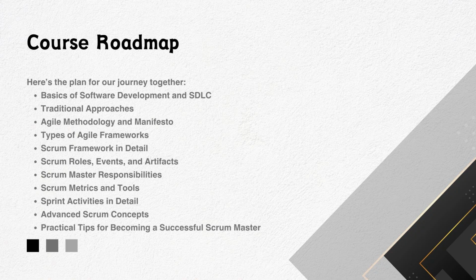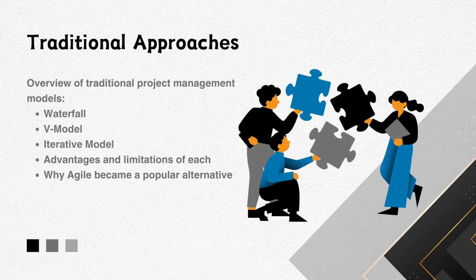Basics of software development and SDLC. We'll start with the foundation. You'll learn what the software development lifecycle, or SDLC, is, the stages involved, and why it's important to understand this before moving into Agile. Traditional approaches next. We'll look at traditional project management methods like waterfall, V-model, and iterative models. You'll understand how they work, their advantages, and why Agile became such a popular alternative.